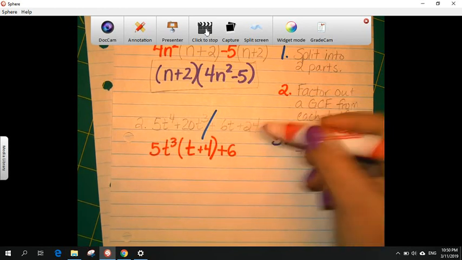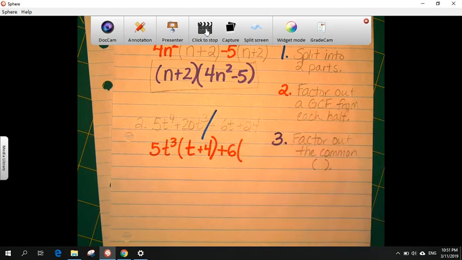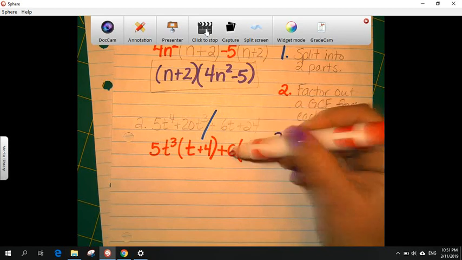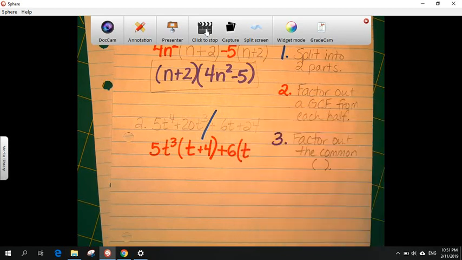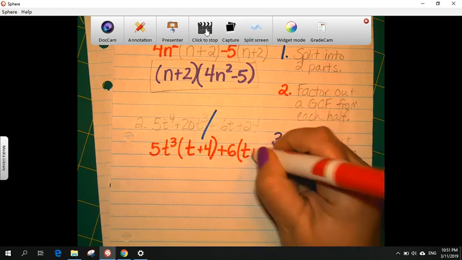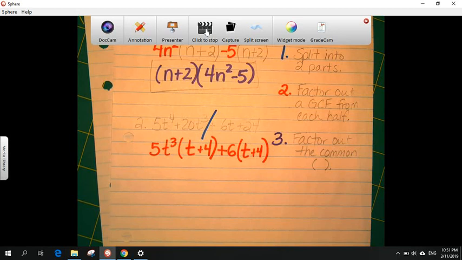So we can't take any t's, so now we're going to divide. 6t divided by 6, so the 6 divided by 6 is 1, and we did not pull any t's, so the t stays there. 24 divided by 6 is a positive 4, close the parentheses. And look what happened again. We have a t plus 4 and a t plus 4, so we know that we factored this correctly so far, that these match.